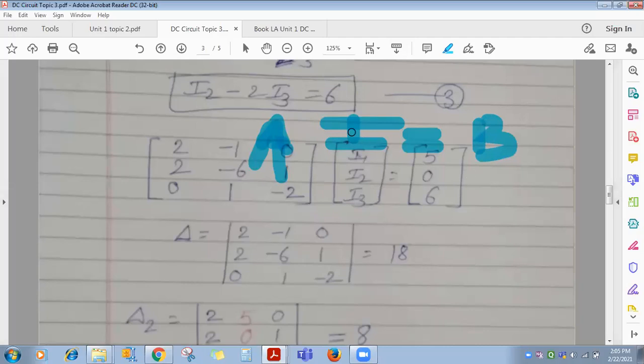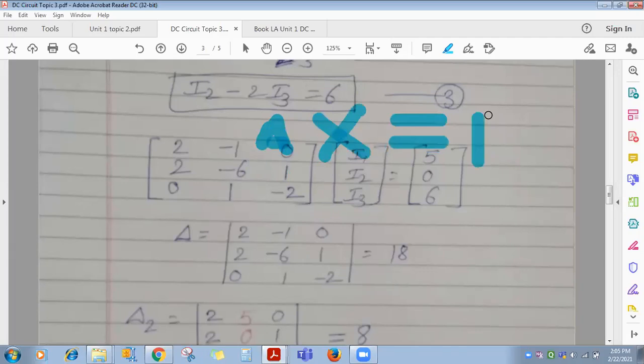I think you write X, right? X rather than I, which I have written here. Actually you use X. So whatever it is, suppose I wanted to find out the matrix X. A into X is equal to B. So what will be the value of X? How to find out X?